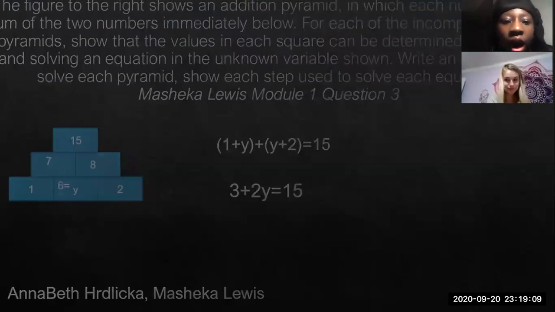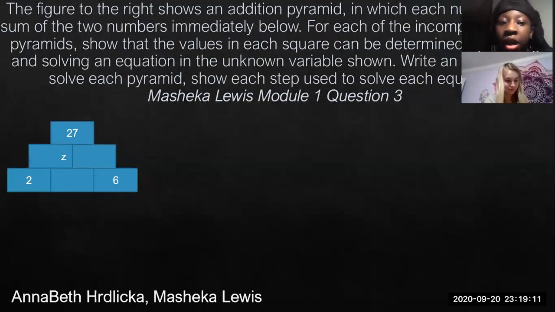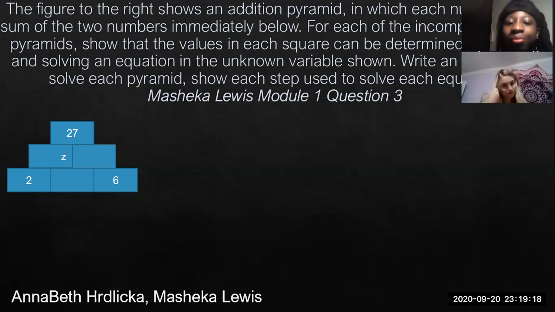Okay. I do have a question for you on this one. How will you be able to solve for Z, the middle row, if the bottom row is not filled all the way? So since the bottom row isn't filled out all the way and they only give you certain ones, you have to use your equation to solve the bottom box.